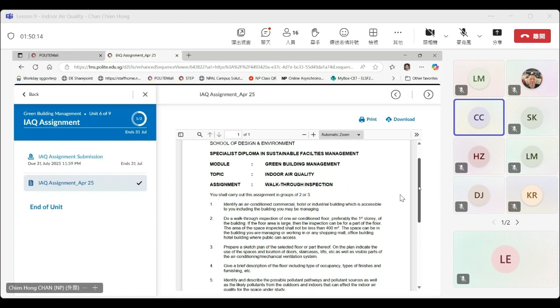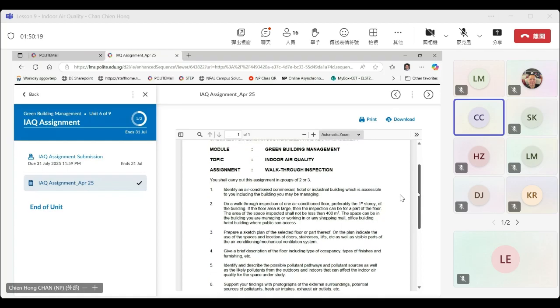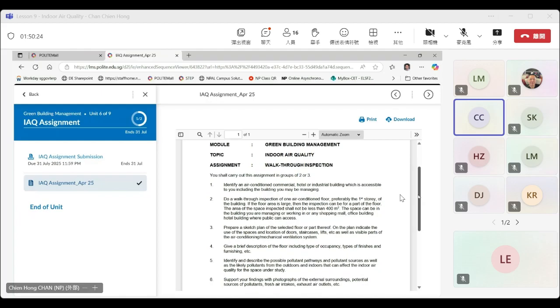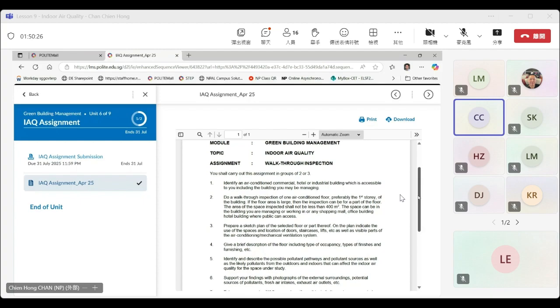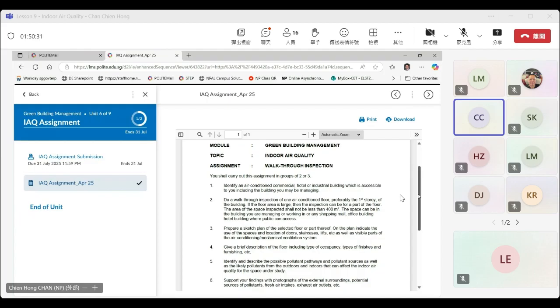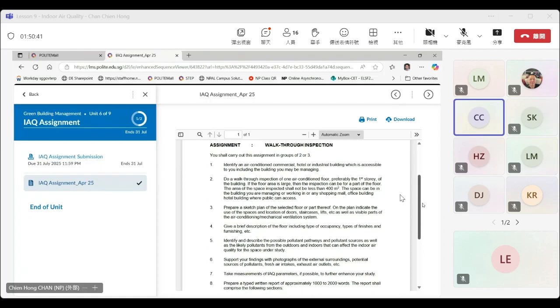First, you need to identify an aircon building. Any aircon building, preferably a commercial one or industrial building, or any public building that you can visit. So it could be a shopping mall, it could be any public building that you have access to. Then do a walkthrough inspection of the aircon floor, just one floor, preferably the first storey.